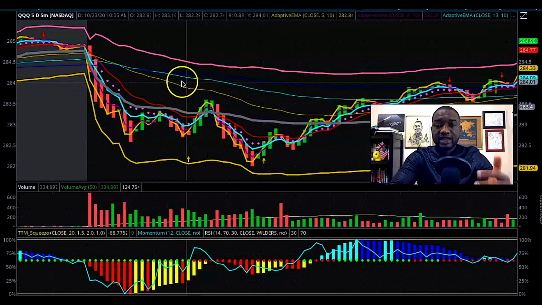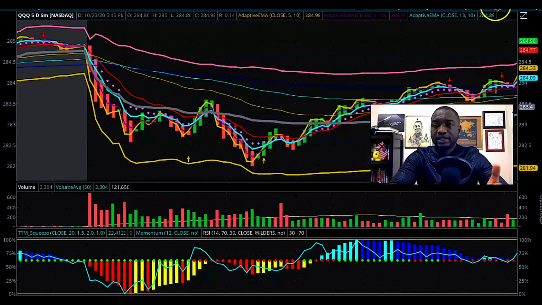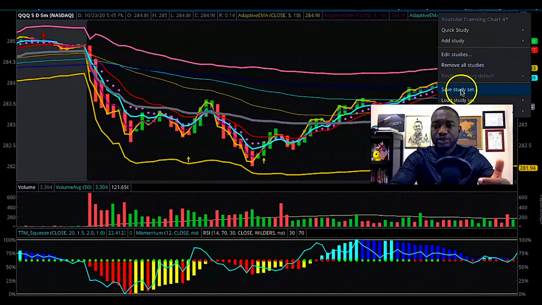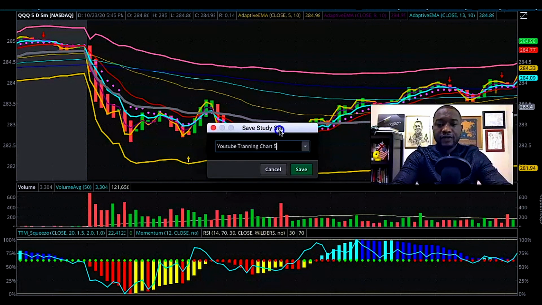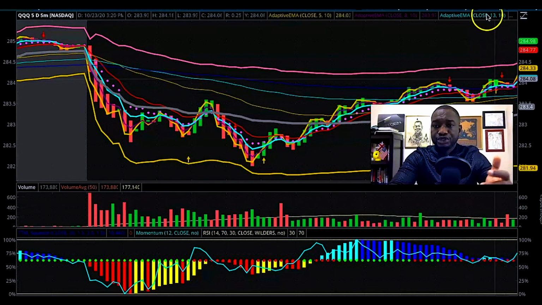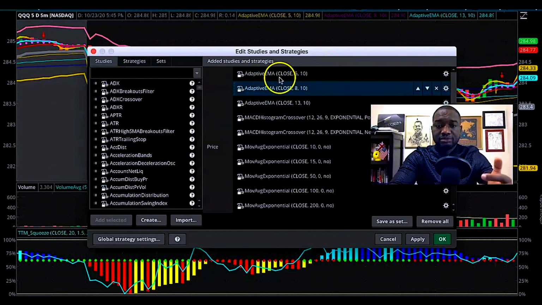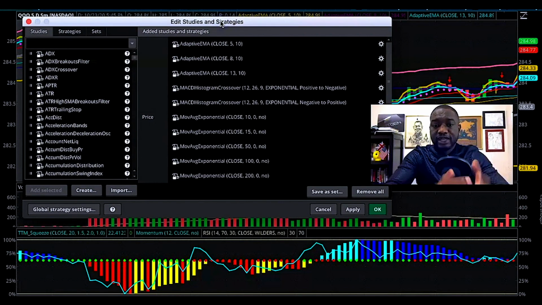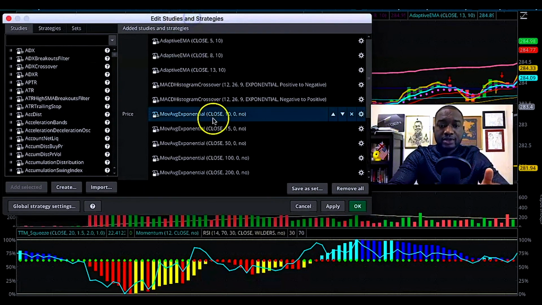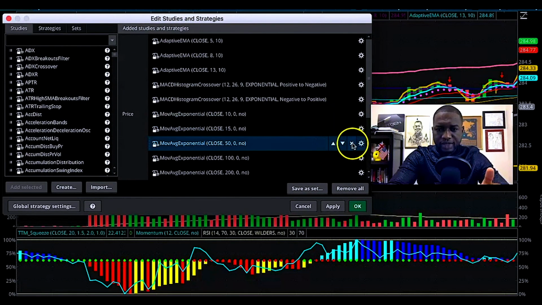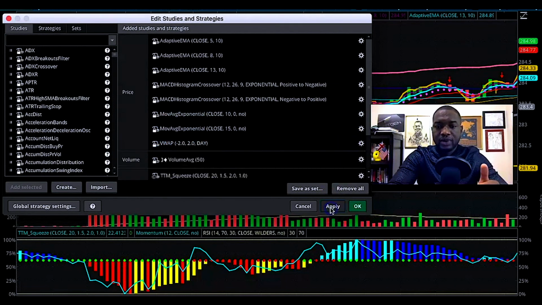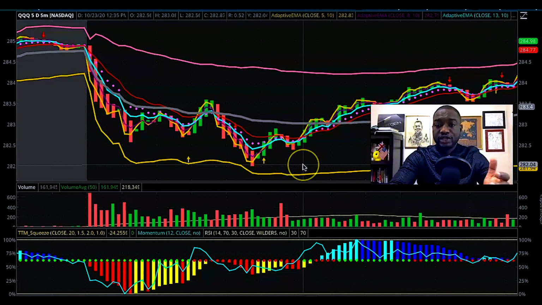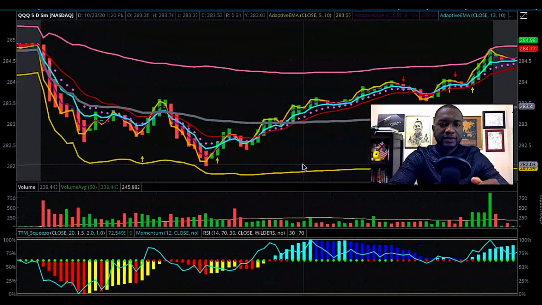So for the sake of this explanation, I already have it saved, but let me just double check it and save. I'm going to save it as 5 here. For the sake of making things a little bit easier in terms of explaining VWAP, I'm gonna take out the bigger moving averages. I'll take the 50 out, take the 100 out, and I'll also take the 200 out. I already saved it, so it's easy for me to go back into using it.